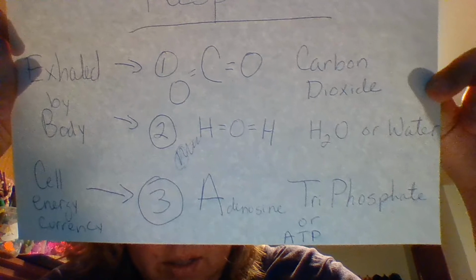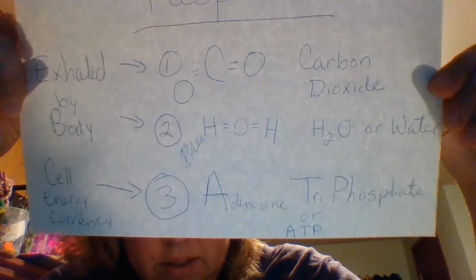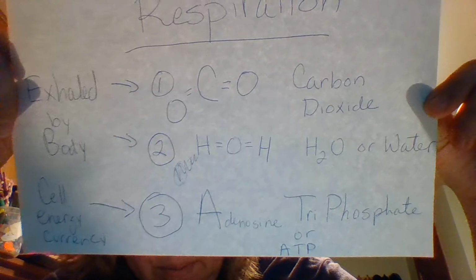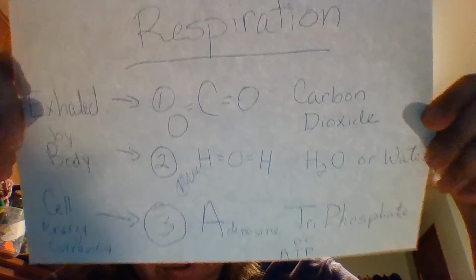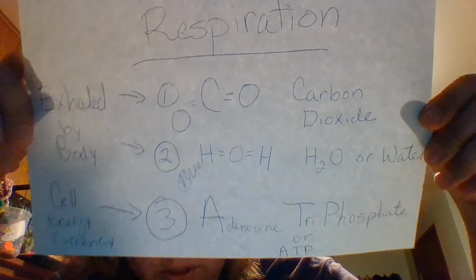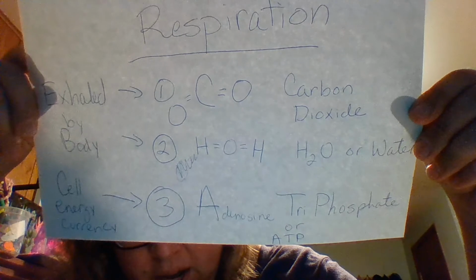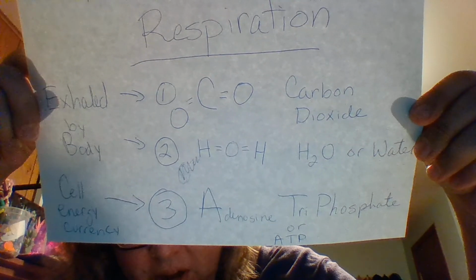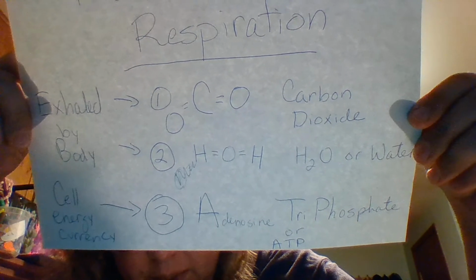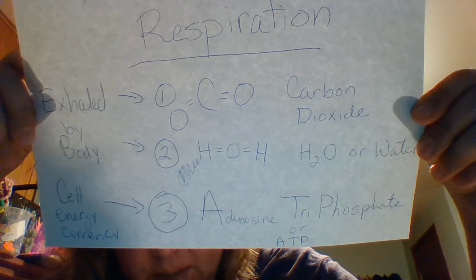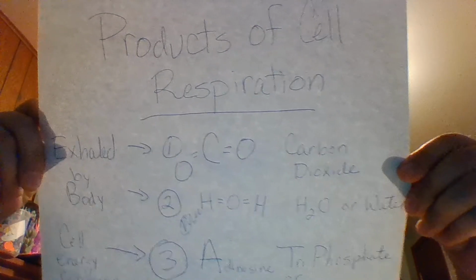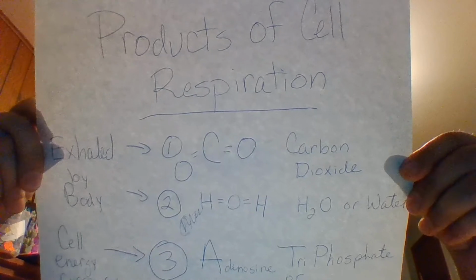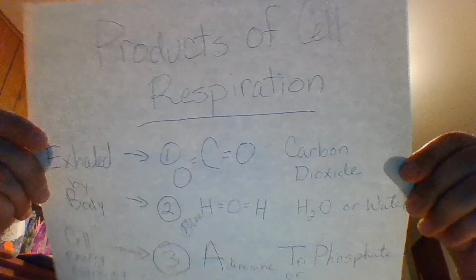Now, I go into the steps of cell respiration a lot more in my PowerPoints. This is just a short version to help you guys get to the meat of this. So, again, we've got CO2, we've got water that gets exhaled by the body, and then we've got ATP, which is the useful cell energy that's the goal, that cells need so that they can do all of the processes that they do.